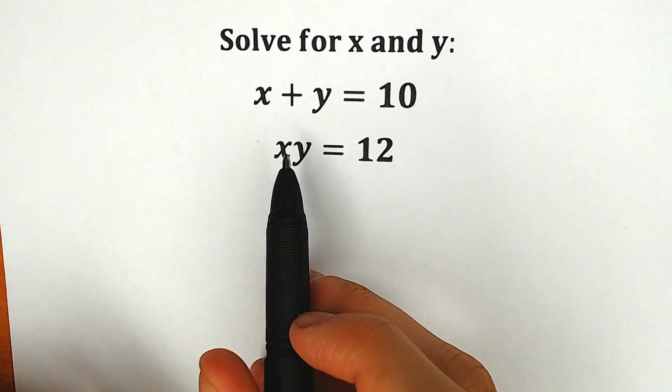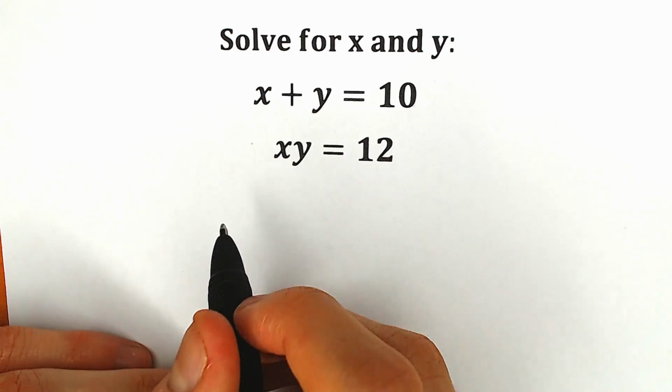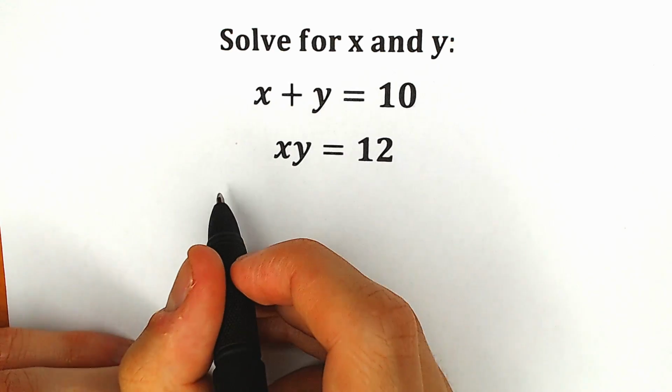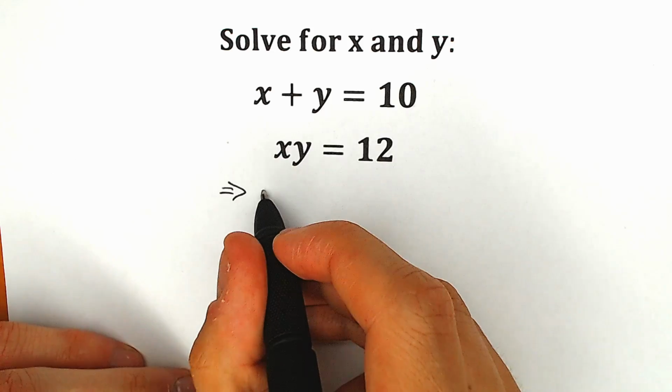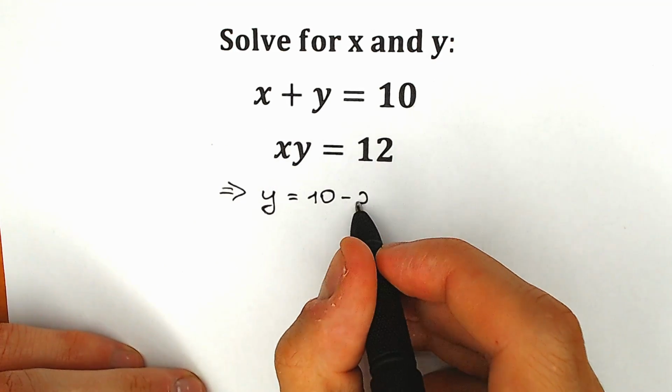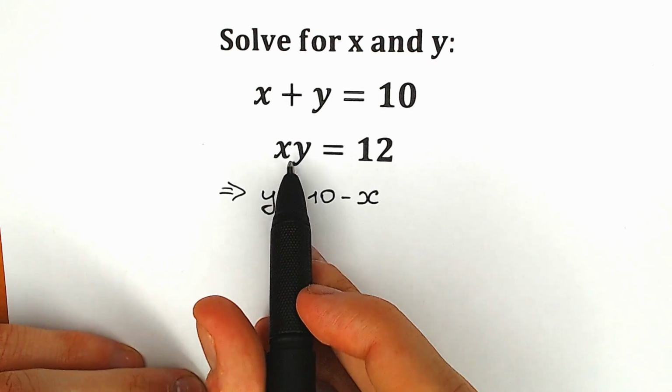So this is a basic system of equations from school algebra. We need to express from the first equation. Let's express, for example, y. As a result, what do we have? y equals 10 minus x. And right now, let's plug this y into the second equation.